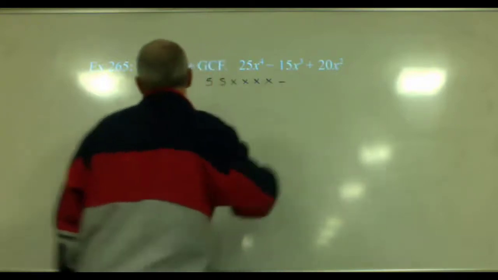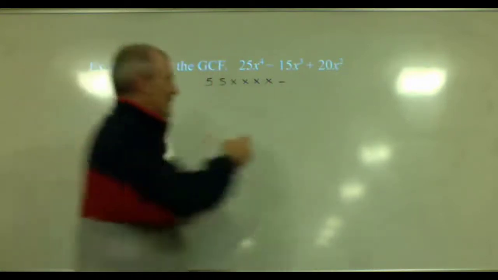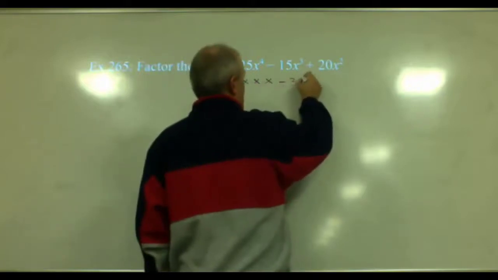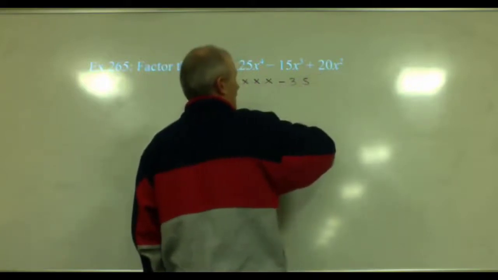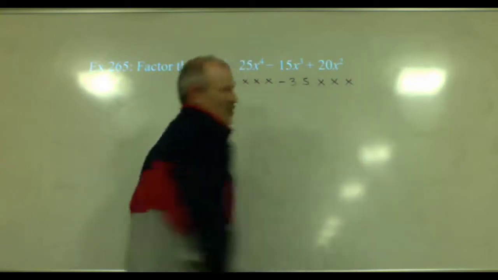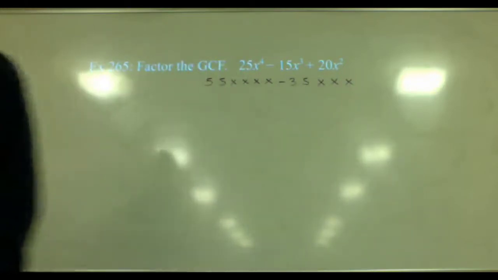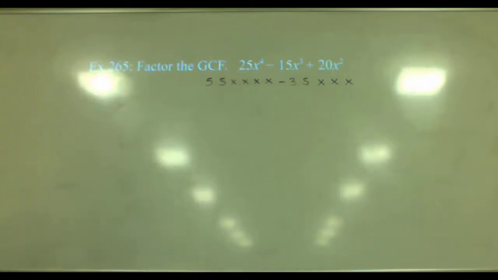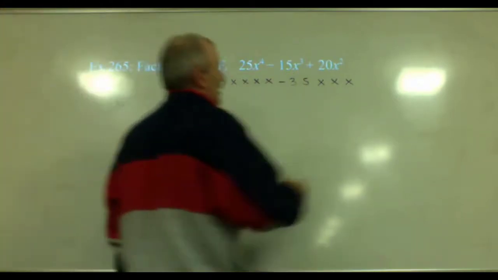And then 15. How can we break up 15? 3 times 5. So 3 times 5. And then how many x's do we have? 3. 3 x's. You can be writing that down if you want to, just so you kind of see that example. But do you have to? Like I said, you're not going to have to do that.